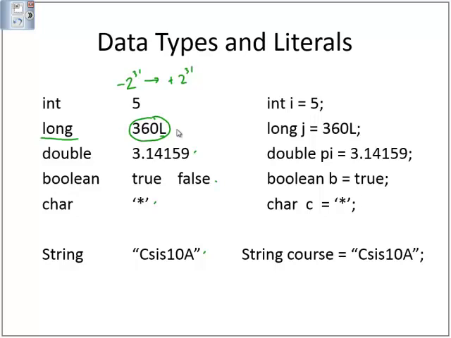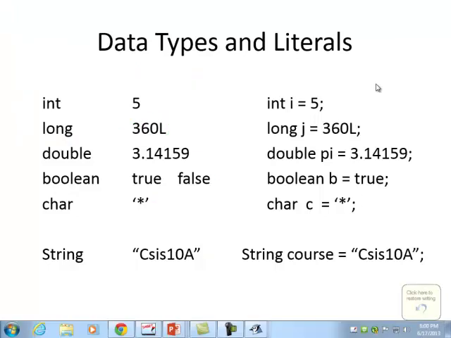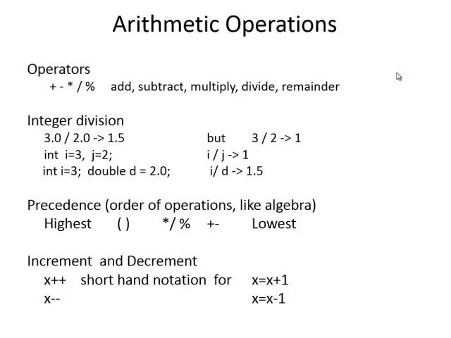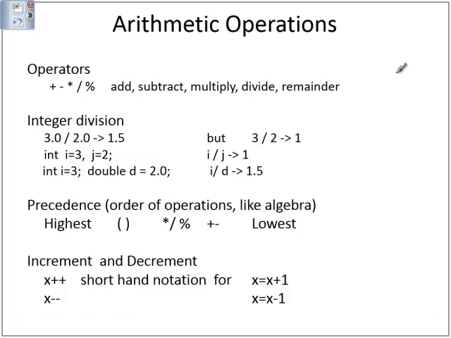Arithmetic operations. Some of these you're probably familiar with: plus, minus. The asterisk means multiplication. The slash is divide. The percent sign means remainder. So if I do 5 % 2, that's going to be 5 divided by 2 is 2 with remainder 1. So this is going to give me 1.